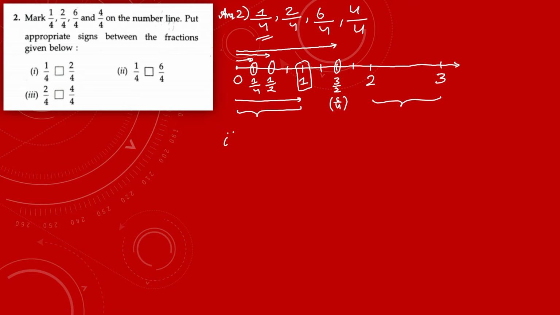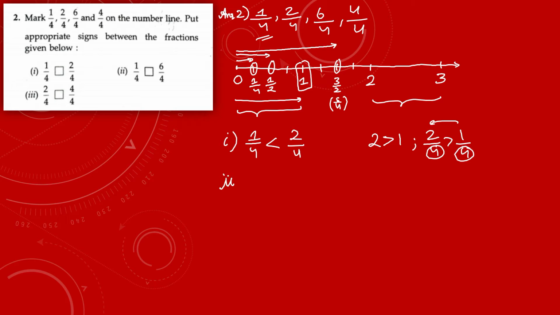And now for the parts, we have to compare 1/4 box 2/4. In this case, the less than sign will come, because as 2 is greater than 1, 2 upon 4 would be greater than 1 upon 4. That's why, because if the denominators are the same, we can compare the numerators directly.